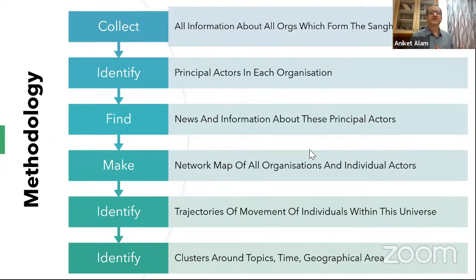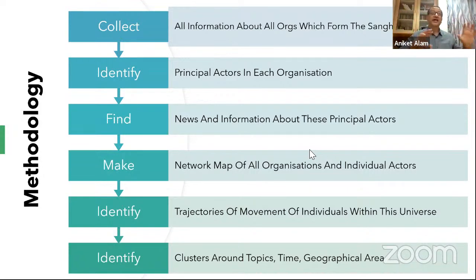I think that's what, if memory serves me right. Or Akhil Bharatiya Vidyarthi Parishad or Bharatiya Mazdoor Sangh. So, you know, a person is a member of the lawyers organization. He is also a member of the Bar Council. He might be a member of the local Rotary Club. He might be a member of the Parent Teacher Association of the local school, whatever. You know, you build a network map of all the principal actors. You build a network map of all the organizations.